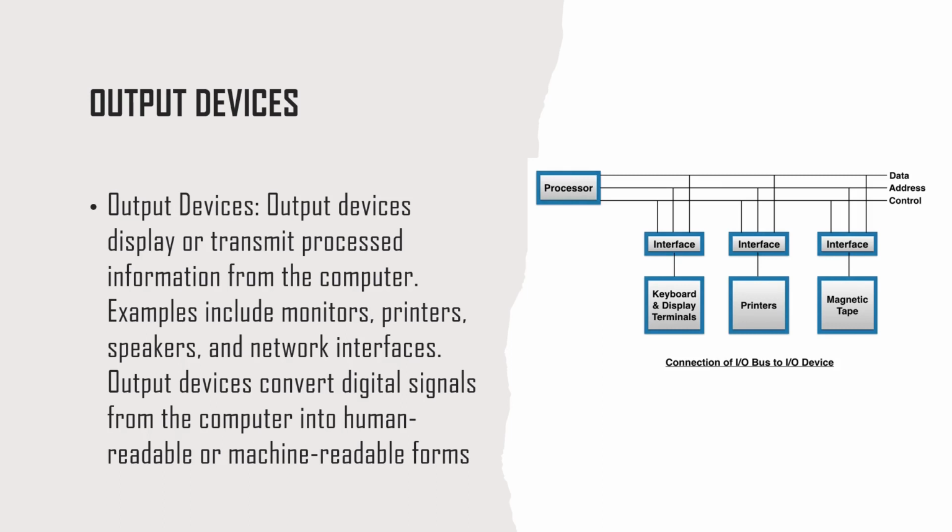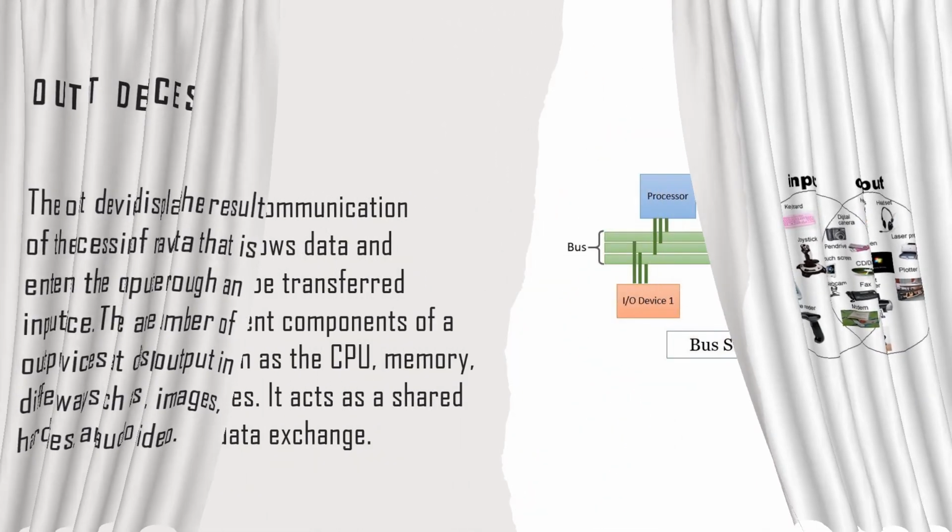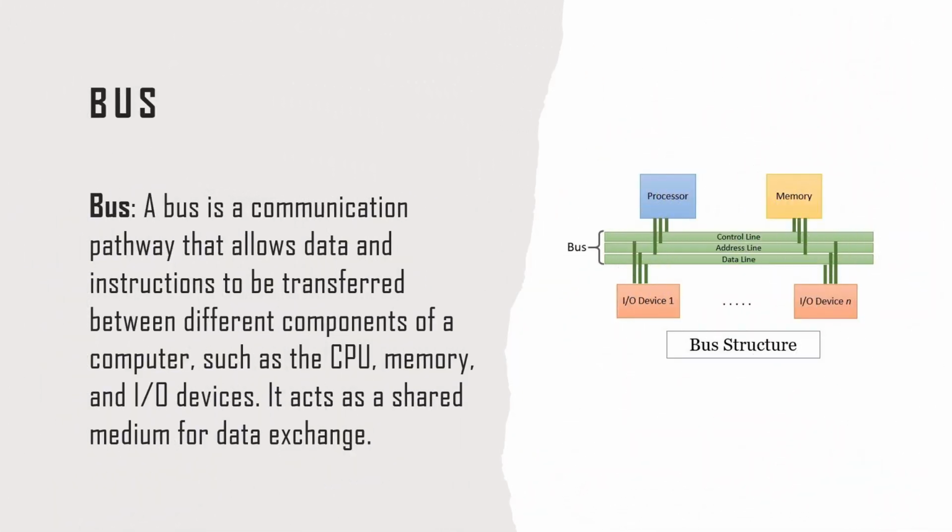Fifth, we try to understand about bus. Bus is a communication pathway that allows data and instructions to be transferred between different components of a computer, such as the CPU, memory, and I/O devices. It acts as a shared medium for data exchange.